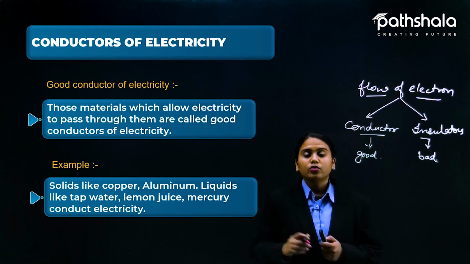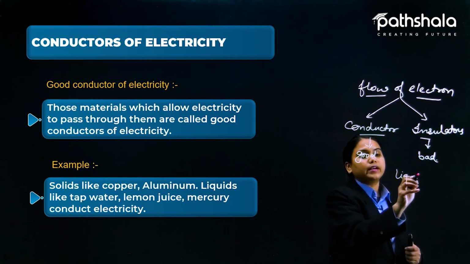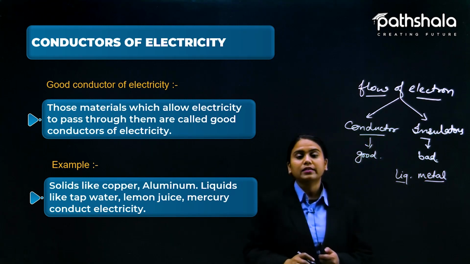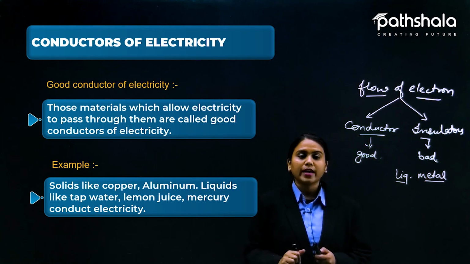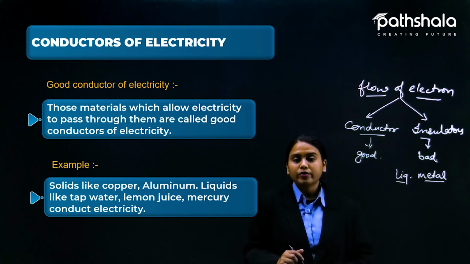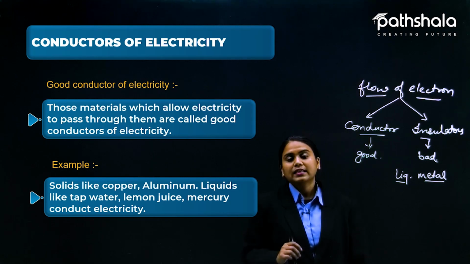Yes, here you know mercury. What is mercury? It is a liquid metal, the only metal in liquid form. Since it is a metal, it also allows electrons to pass through it. That is why all these examples are known as conductors.